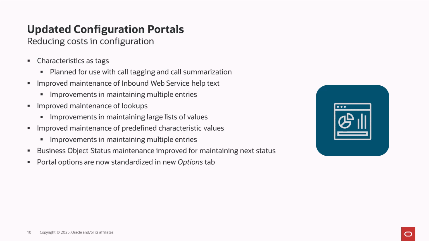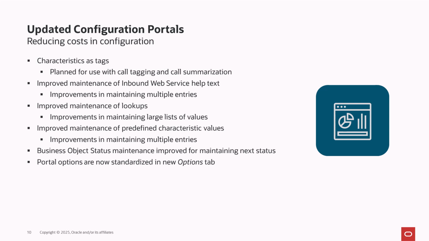Additionally, we have extended already converted functions over to provide new and improved functionality. In this release, we have introduced the following. Characteristics can now be defined as tags. An example of a future use case for this is a planned AI call tagging and call summarization functionality, which will add these tags automatically. We have improved the maintenance of help text for integrations via inbound web services. This improves the way you can add supplementary documentation to your APIs for multiple entries.